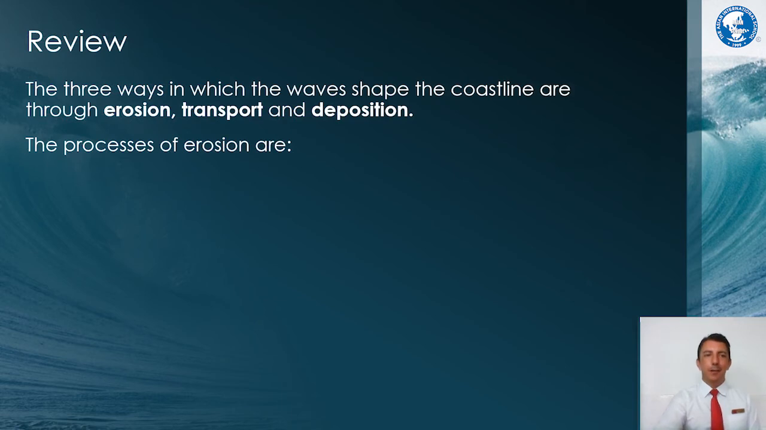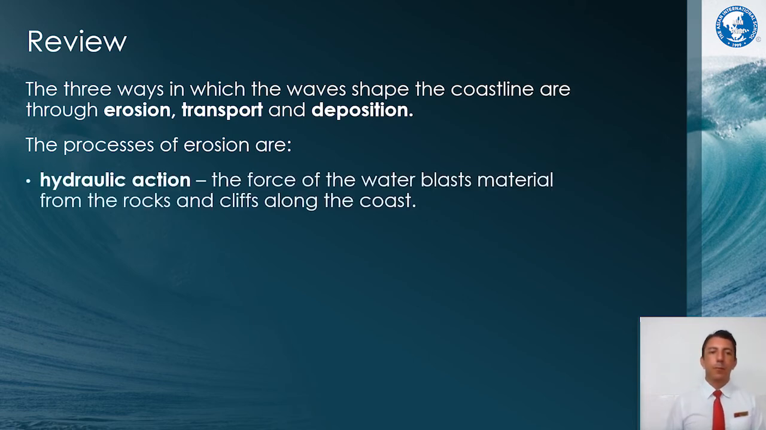So that's the end of the lesson. Let's review the main points. The three ways in which the waves shape the coastline are through erosion, transport, and deposition. The processes of erosion are hydraulic action. The force of the water blasts material from the rocks and cliffs along the coast.